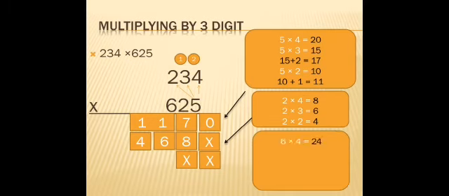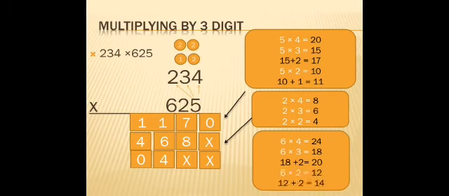So 6 4s are 24. The rule is the same. You will only write 4 here, and 2 will be carried away. Then 6 3s are 18, and 18 plus 2 is 20. You will only write 0, and 2 will be carried away. Then 6 2s are 12, and 12 plus 2 is 14. Since you don't have any number to carry that 1 to, you will write 14 as it is.